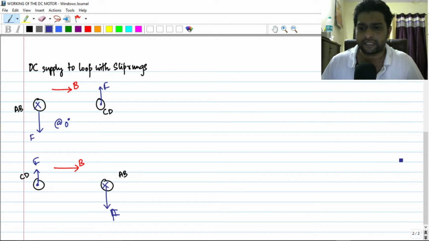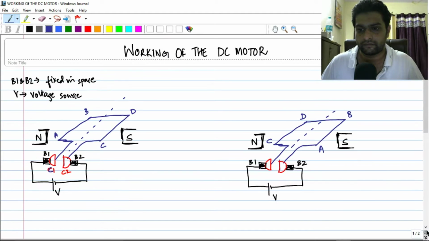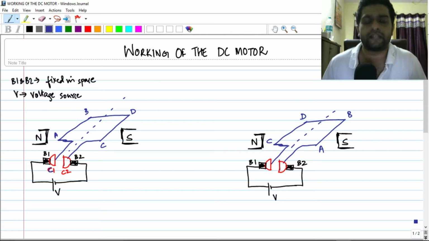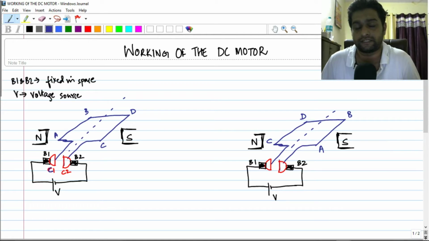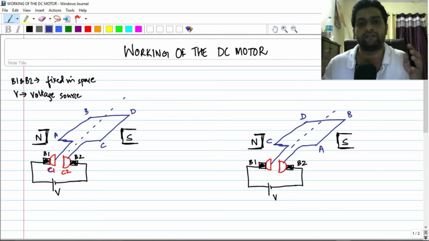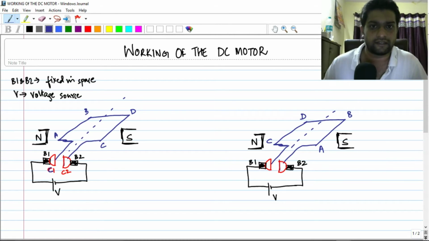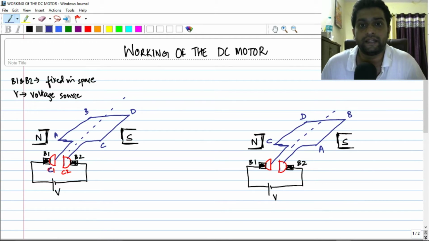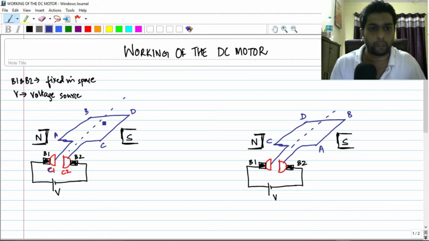In this particular session, let us see what happens when you connect the commutator. Usually when we explain the DC generator, we say that it converts the alternating current inside the winding into a direct supply, direct voltage. So let us see what role the commutator plays in a DC motor. Okay, it's very interesting. So let's start with a simple loop of wire here.